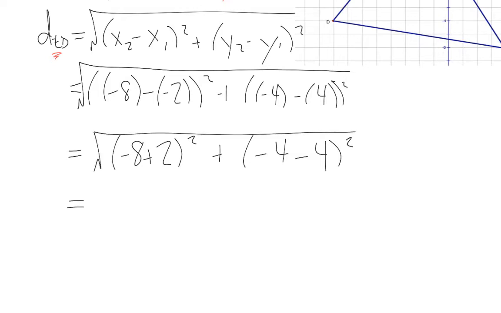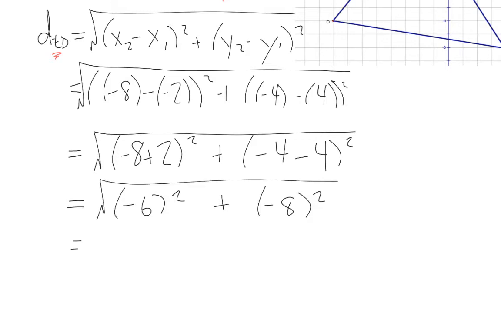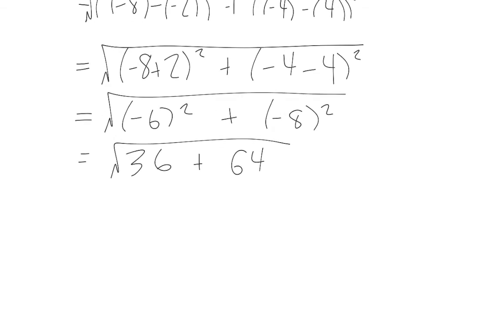I'm going to simplify whatever's in the brackets. Now I'm going to square the numbers that are within the brackets. At this point, I'm just going to simplify whatever is under the square root. You're going to get 100, and you should know that the square root of 100 is 10, and I'm going to call this 10 units. At this point, we're going to use the exact same method for the other two sides.